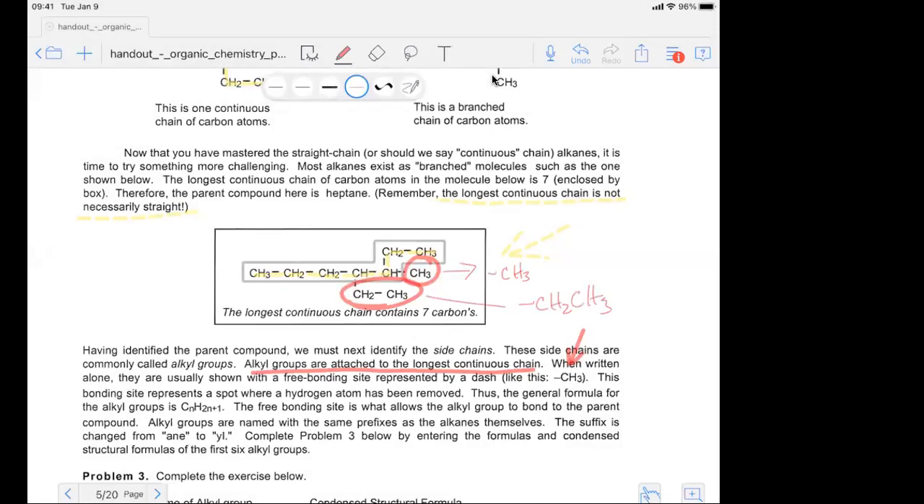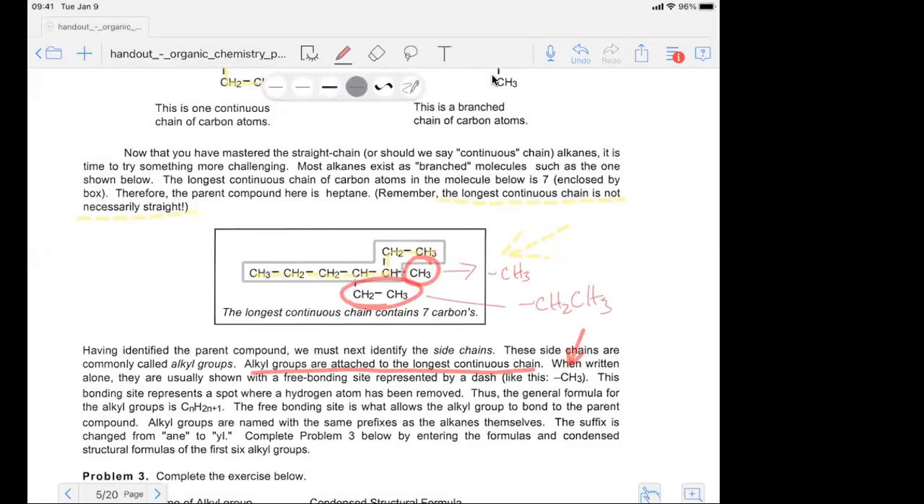Now, the way that you name these is using exactly the same set of prefixes that we do for the parent chain, only instead of the ending "ane," which represents the parent group, we're going to use the ending "yl."